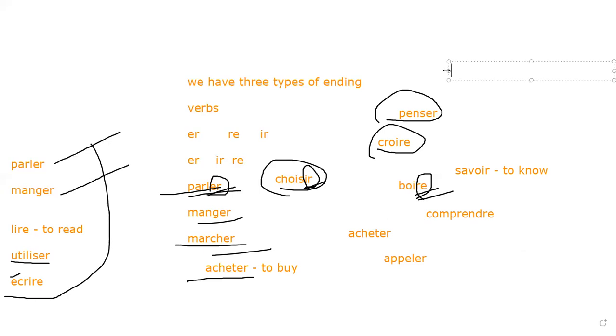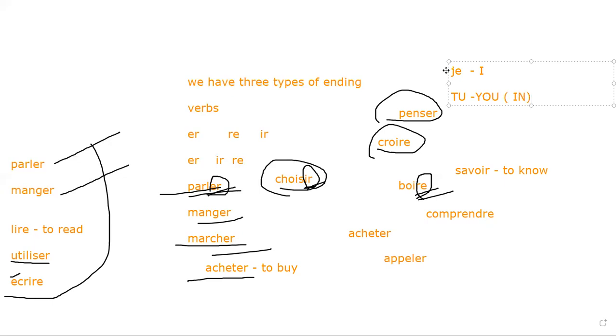Let's understand the subjects. So read aloud. Je is I. Tu. Tu or tew? Tu. That th sound. Tu is you, informal. Is it clear to you?